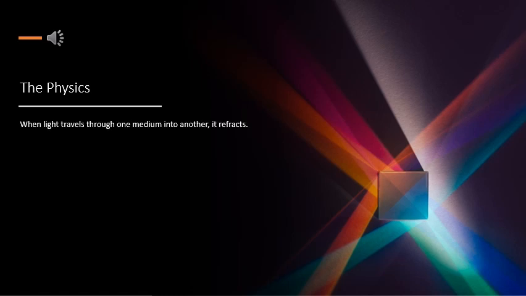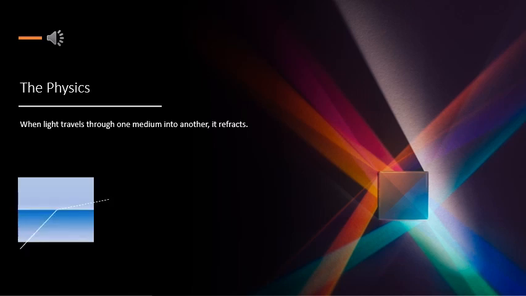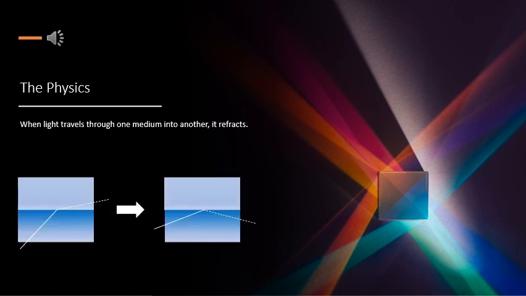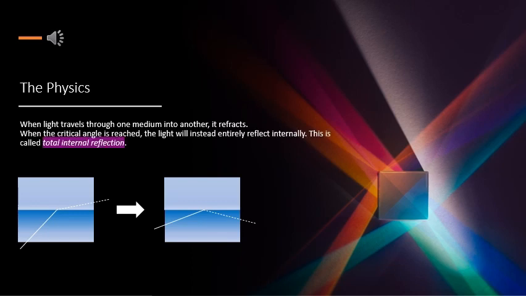Before we can understand surface plasmon resonance, it is vital that we understand the basic physics needed. When light travels through one medium into another, it will refract. In other words, the angle at which the light travels will change. We see this all the time in everyday life with air and water. When we place a straw in a glass of water, it will appear to bend as the angle of the light has changed. Past a certain angle, known as the critical angle, the light will in fact reflect internally, and this is called total internal reflection.